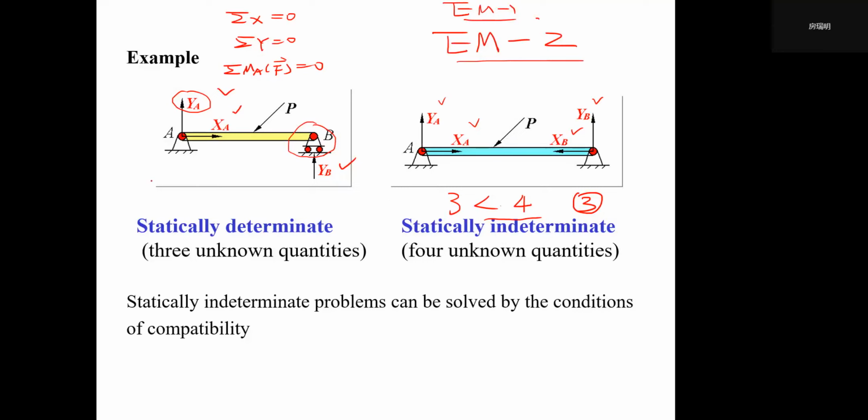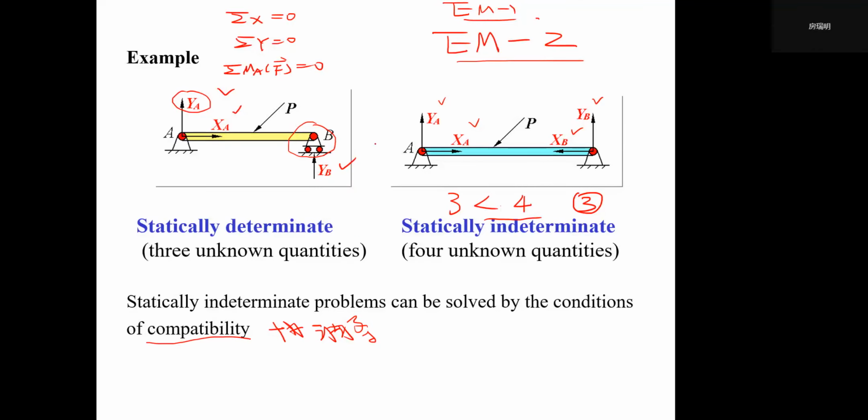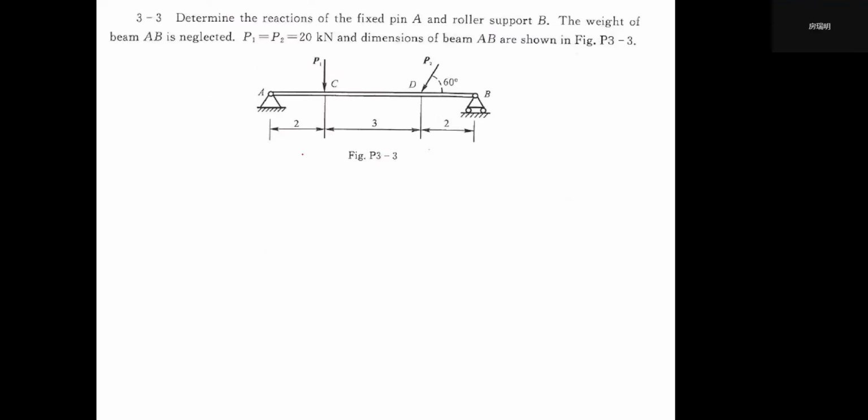And statically indeterminate problems can be solved by the conditions of compatibility. Compatibility, 协调条件. That means we should add another actual equation, you know? So I think that's all for today. Although we still have 3 minutes to finish, but this is our homework today, right? You guys, this is our homework today.